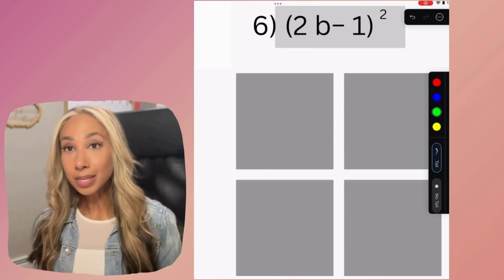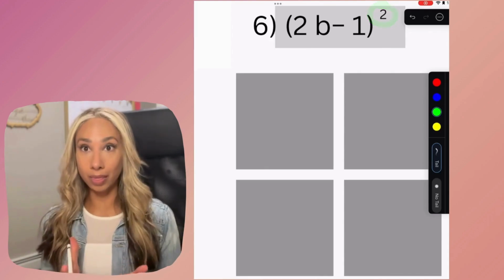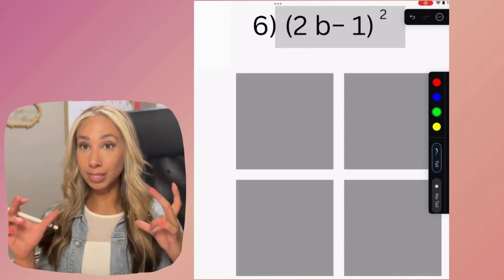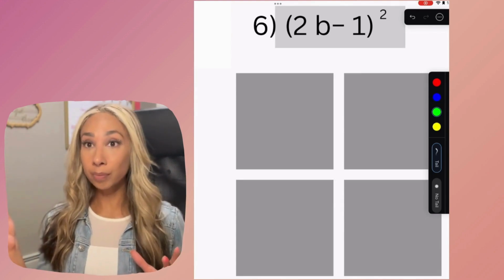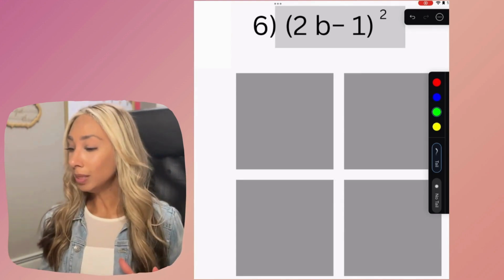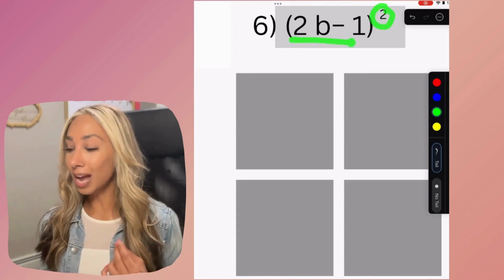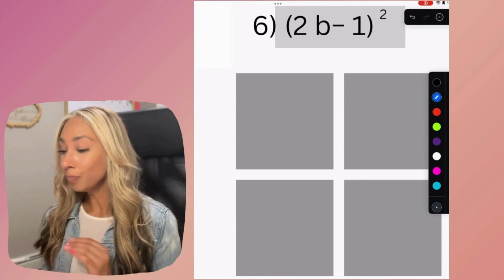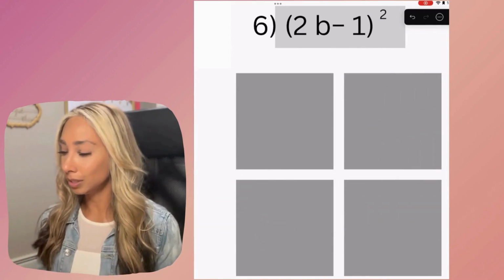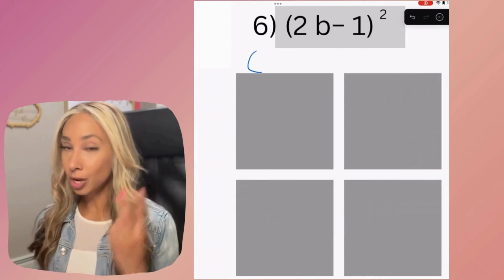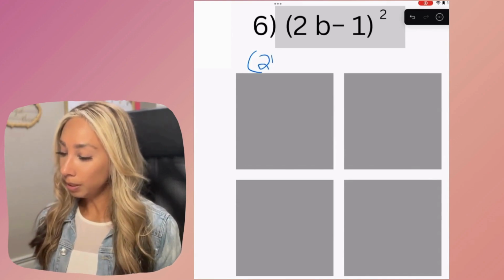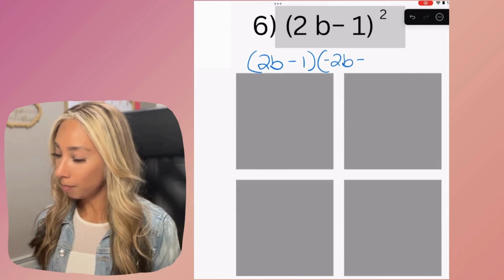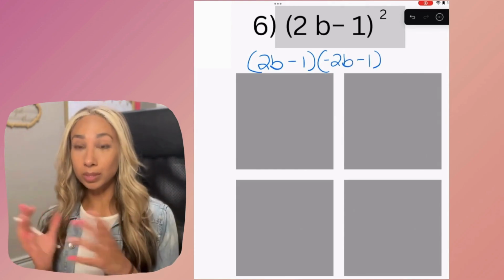And then the other thing that's tricky about this one is they gave us a square there. So you have to think back to what exponents mean. Now I always say exponents is like screenshotting something. It's making a copy of however many times the exponent says. So in this case, the exponent is 2, which means there's actually 2 of these. So if you can't see that right away, that's okay, but I'm going to rewrite it so it's easier to see. What this is saying is we're screenshotting it twice. So 2b minus 1 times 2b minus 1. Really, that's what the question is saying.